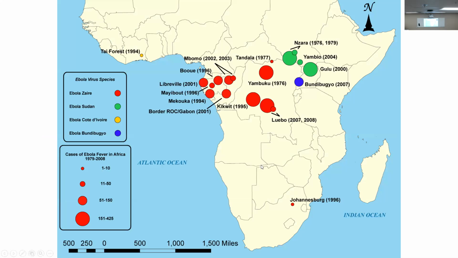So here are the areas in red, cases of Ebola. Here's the green, which is the Sudan. Purple is Bundibugyo.